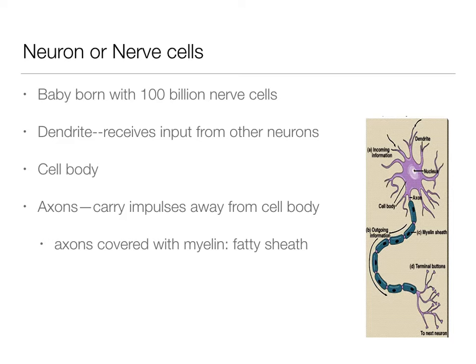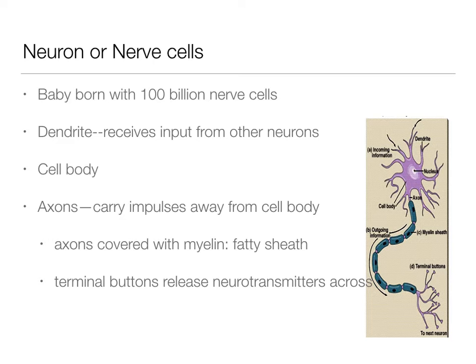What that actually does is it speeds it up. It speeds up the processing of the neuron. And the terminal buttons on the end of that axon are what communicate with the next neuron. Remember, a neuron by itself doesn't do you any good, and even two by themselves don't do you any good. You need a whole bunch for this system to really work.